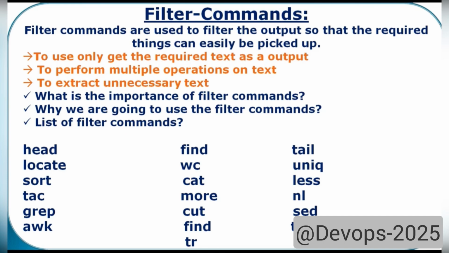Then comes the uniq command, which we can use to remove all the repeated lines from a file. That means it will remove the duplicate lines. Also, it can be used to display the count of any word or only repeated lines, and even ignore characters and compare specific fields with the help of the uniq command.